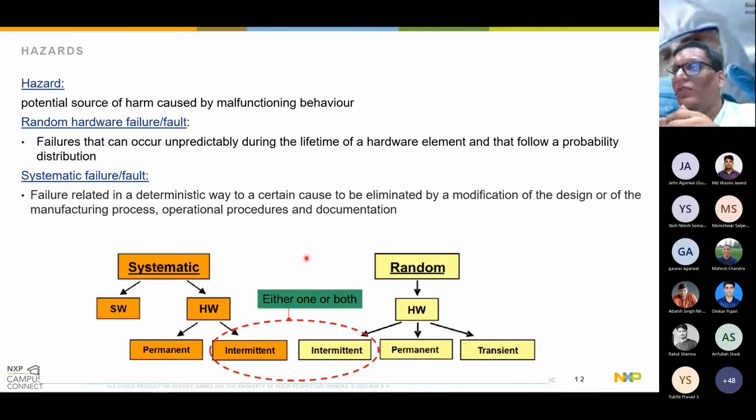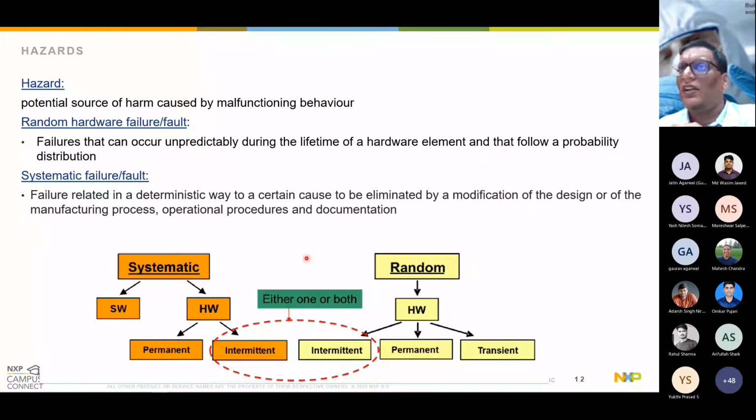So when we say random failure, it is something that is only going to impact a certain number of devices. It's not going to impact all the different systems and all the different devices that are there in the market. It follows a certain probability distribution, so that you can always say that there is a certain probability that you will have X number of random failures out of, say, 1 million parts that you sell in the market.